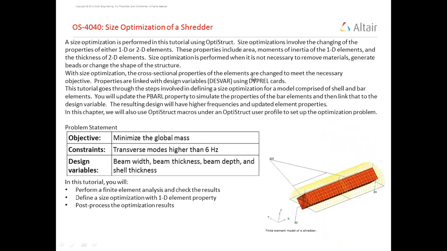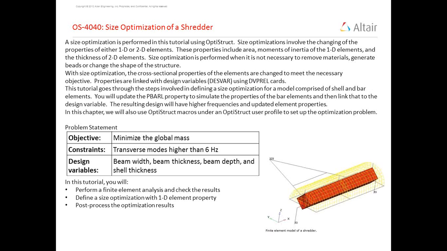A size optimization is performed in this tutorial using OptiStruct. Size optimization involves changing the properties of either 1D or 2D elements, not the 3D. These properties include area, moment of inertia of 1D elements, and the thickness of 2D elements. Size optimization is performed when it is not necessary to remove material, generate bead patterns, or change the shape of the structure. With size optimization, the cross-sectional properties of the element are changed to meet the necessary objective.